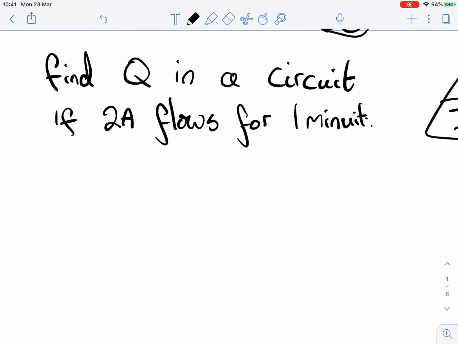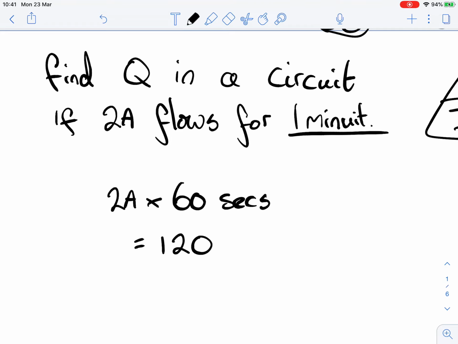Okay, so let's have a go. Is there any on the end of that? No, there isn't. So we've got 2 amps times, there was a trap, 60 seconds, we end up with 120 coulombs of charge flowing.